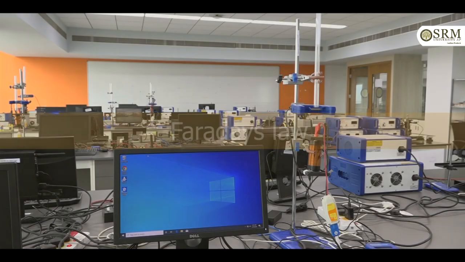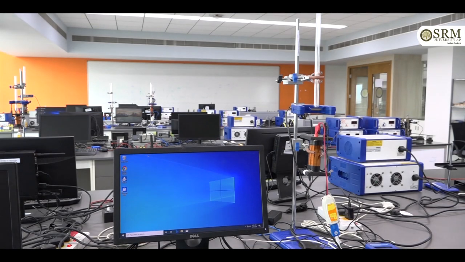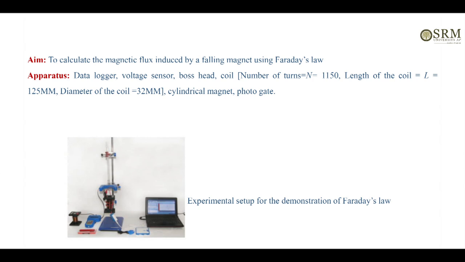Hi everyone, today we are discussing the verification of Faraday's law. Faraday's law means a time-varying magnetic field produces an electric field. From that law, here you have to determine the magnetic flux induced by a falling magnet as a function of the velocity of the magnet using induced EMF.